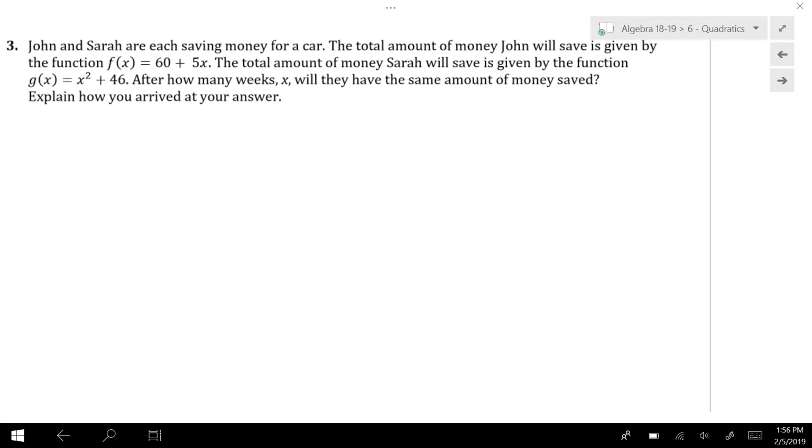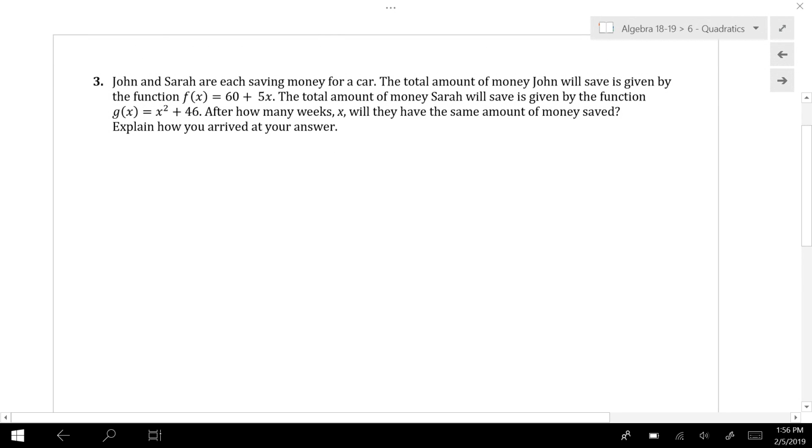Oh, John and Sarah are trying to save money for a car. Oh, God bless us all. Here we go. John is saving money with this function, 60 plus 5x. Sarah will save money through this function, x squared plus 46. I don't know why they're modeling their money by functions, but who knows? After how many weeks will they have the same amount of money?